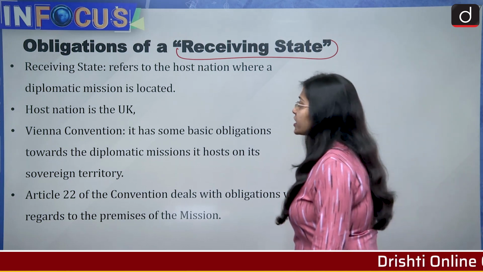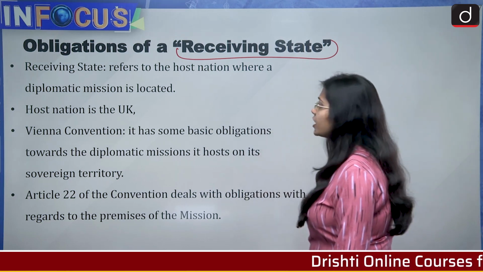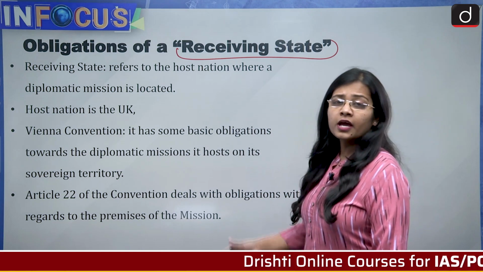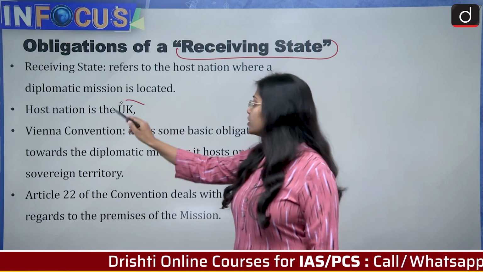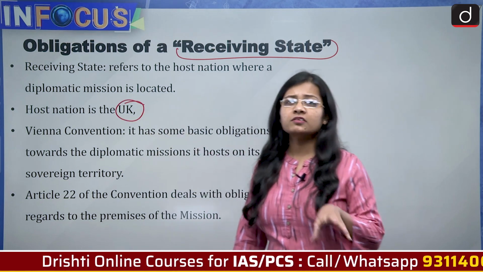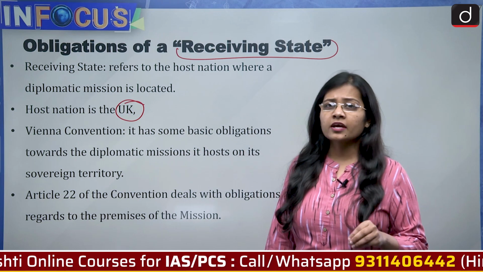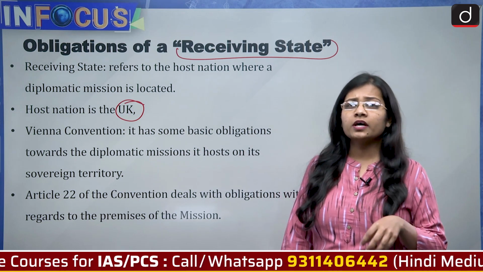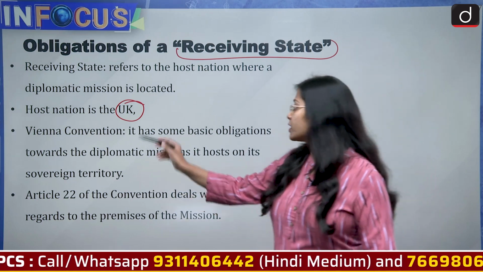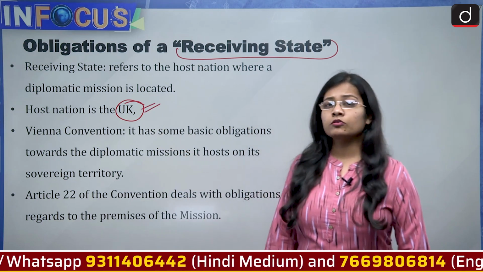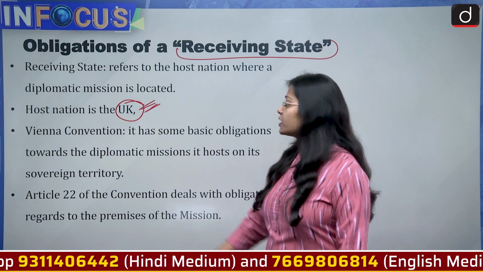So the receiving state refers to the host nation where a diplomatic mission is located, and in the present scenario the receiving state is the United Kingdom, where the incident of the Indian flag being taken down at the Indian High Commission in the UK has taken place. So the receiving state is the United Kingdom.